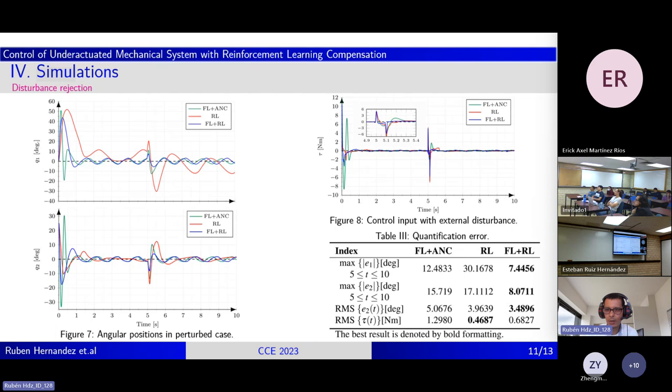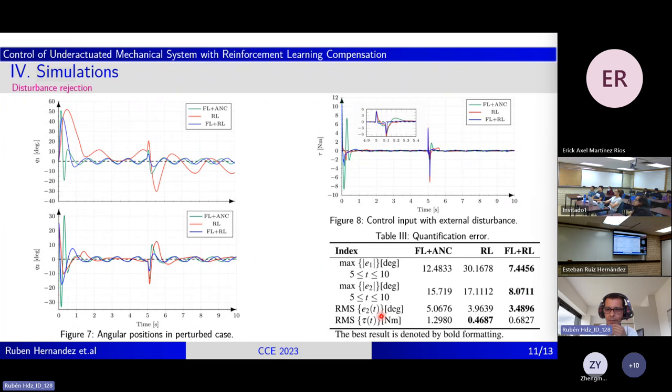To evaluate the robustness of our proposal, an external force is introduced to the control signal in the steady state for 0.1 seconds. We observe a substantial change in the angular positions of the pendulum and the arm. The proposed controller based on reinforcement learning compensation exhibits robustness, effectively maintaining the pendulum position at the equilibrium point.